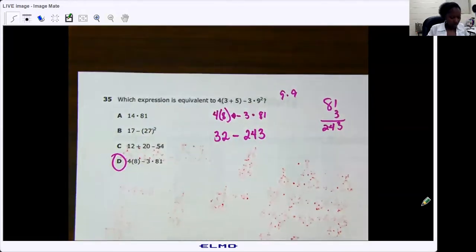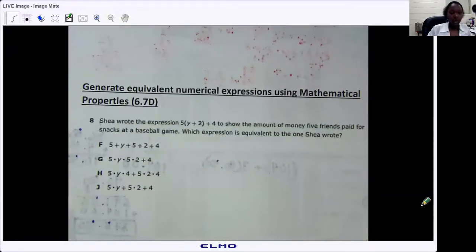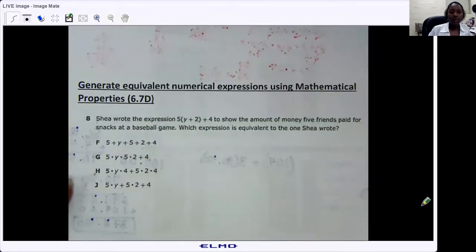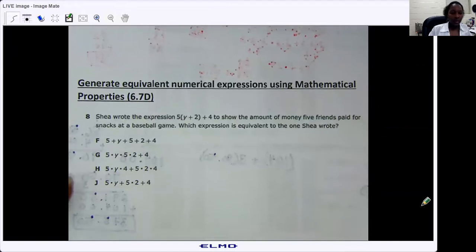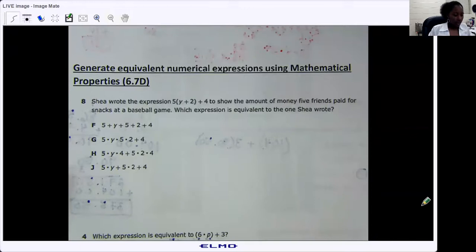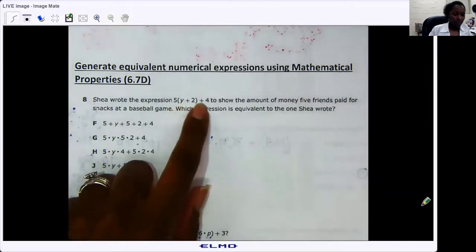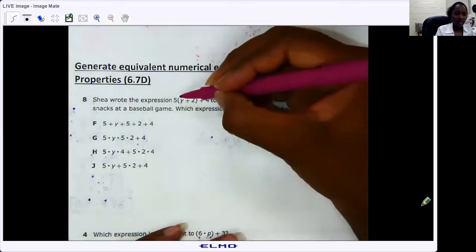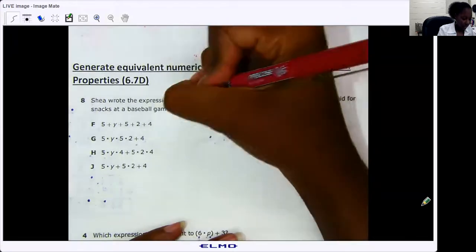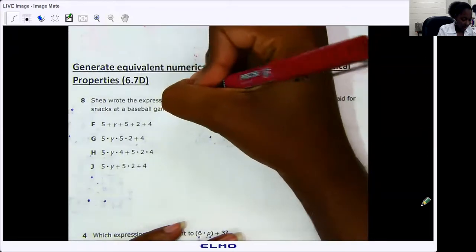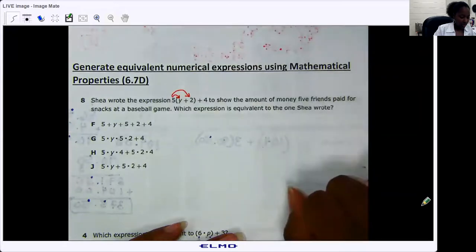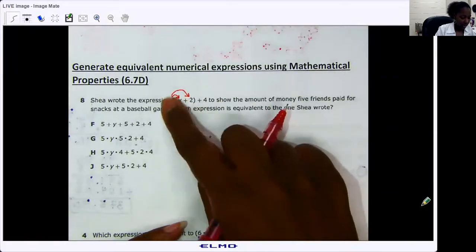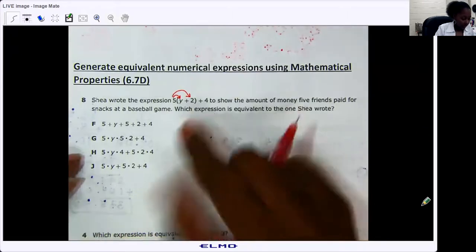Okay. All right. Let's look at the last 2 questions. Generate equivalent numerical expressions using mathematical properties. All right, Shay wrote the expression 5 times (y plus 2) plus 4 to show the amount of money 5 friends paid for snacks at a baseball game. Which expression is equivalent to what Shay wrote? So remember, when I have a number outside of parentheses, I am distributing it to everything inside the parentheses, okay? So I'm doing 5 times y plus 5 times 2, okay? So let's see if we can find that.